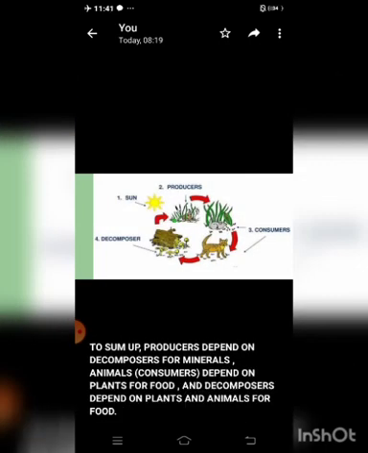To sum up, producers depend on decomposers for minerals, animals, that is consumers, depend on plants for food, and decomposers depend on plants and animals for food.